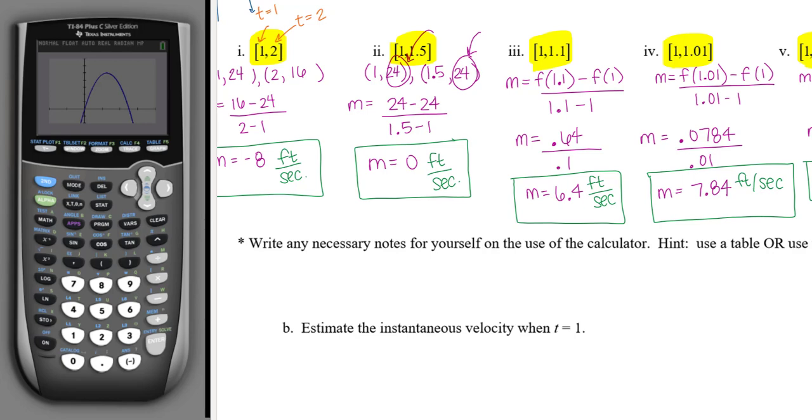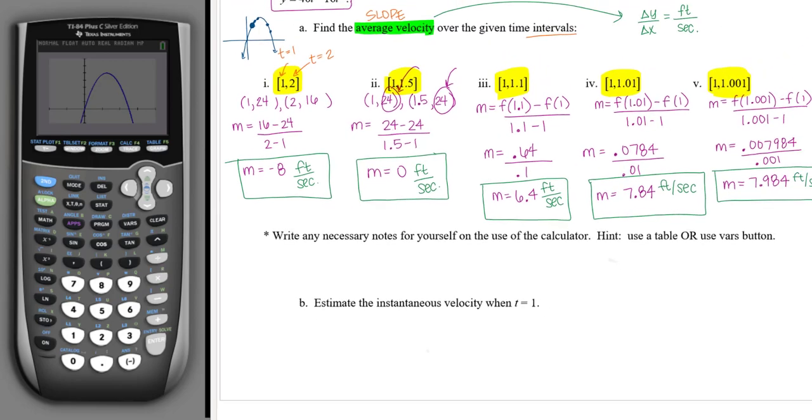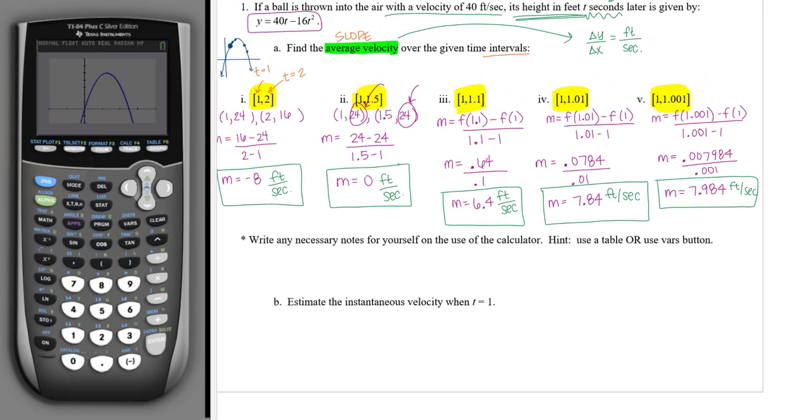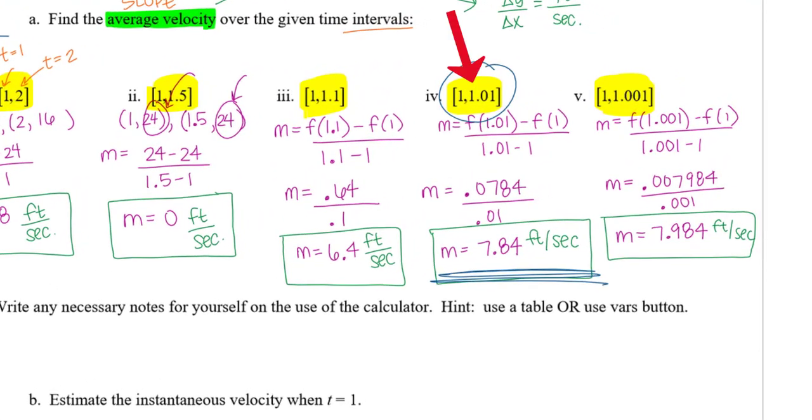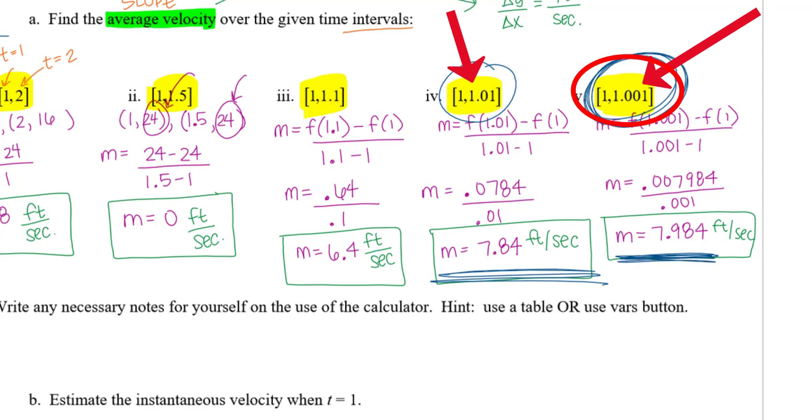Notice that through each method, no matter how I calculated those values, I have exact numbers. So now the question becomes the calculus question: estimate the instantaneous velocity when t equals 1. So if I take a look at these slopes, it appears, if I look at the last few here, it's going 7.84. Those are pretty close together. These are even closer together, and my slope is 7.984. So these are the closest two that I have.